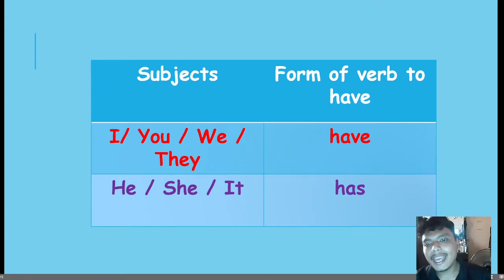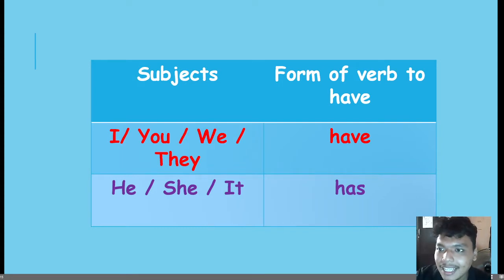I, you, we, they, we use with have. Well done. Very good job. We use I, you, we, they with have. And then he, she, it, we use with has. H-A-S, has. Okay, this is the difference. I, you, we, they, we use with have, and he, she, it, we use with has.